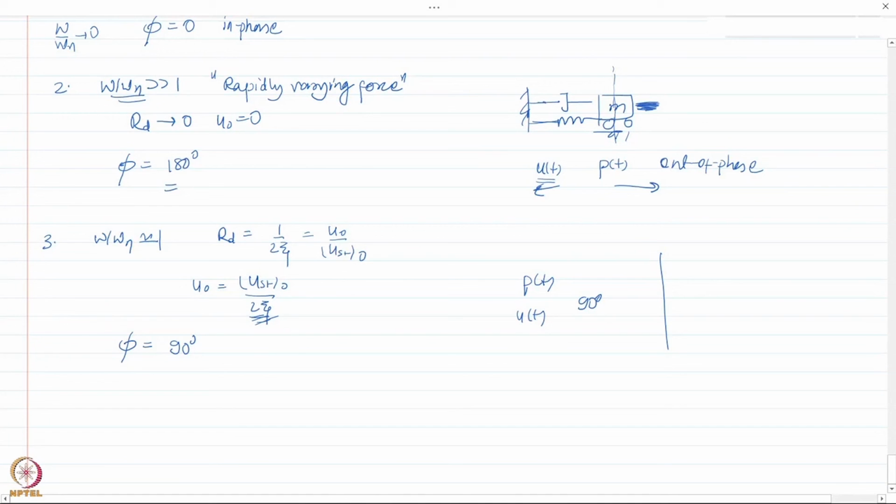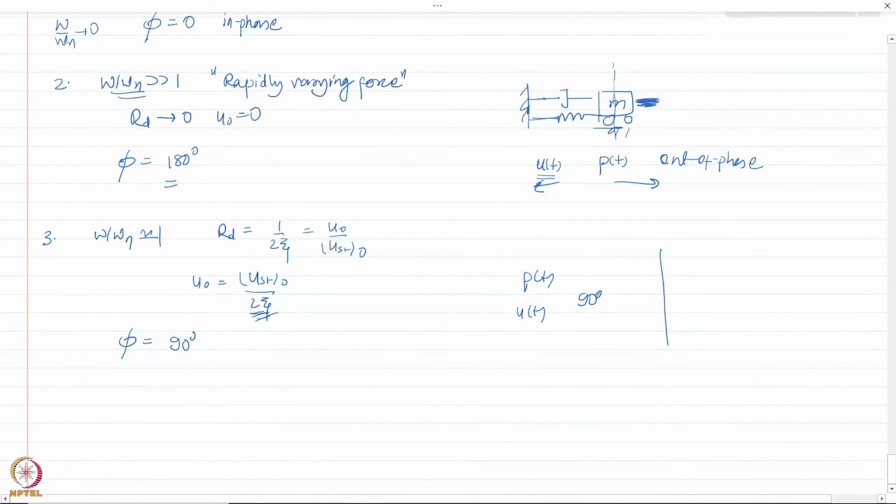All right. Basically, we studied how to obtain the response of a damped single degree of freedom system subject to harmonic excitation. Then we talked about the physical meaning of different parameters and how they affect the response of the system.